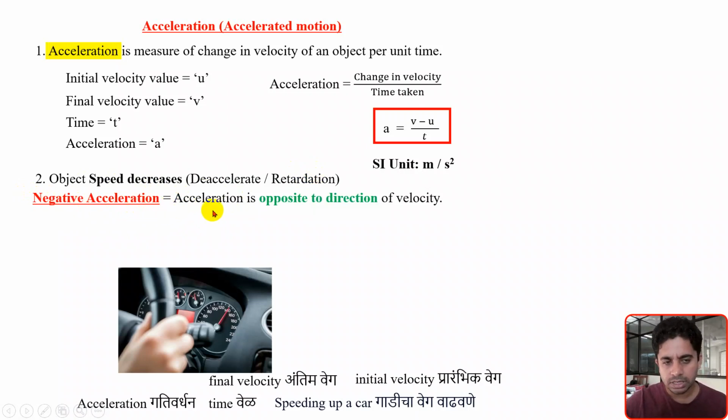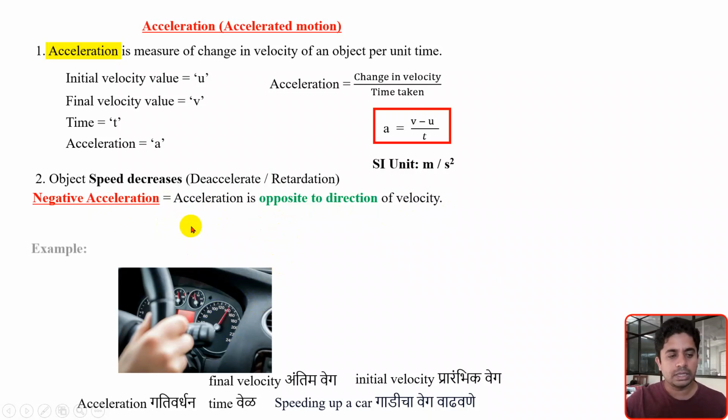So what is negative acceleration? Whenever acceleration is opposite to the direction of the velocity. Note the words: opposite to the direction of the velocity. For positive acceleration, the acceleration is in the direction of the velocity, but for negative acceleration, the acceleration is in the opposite direction of the velocity.